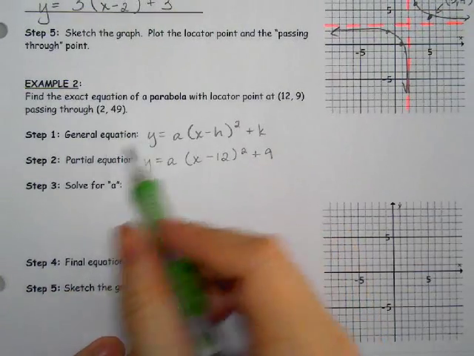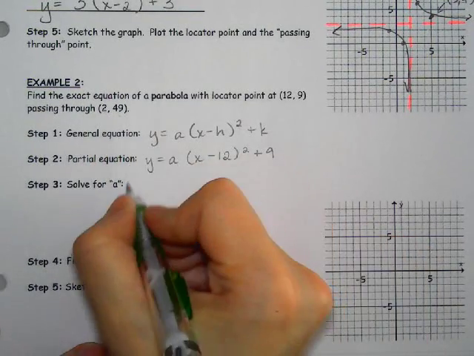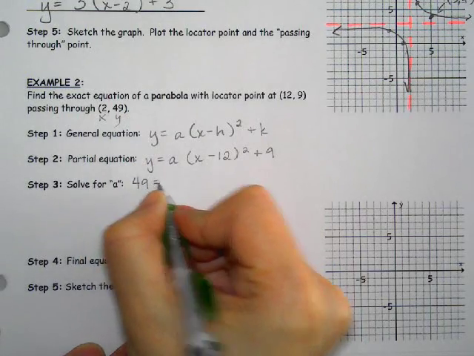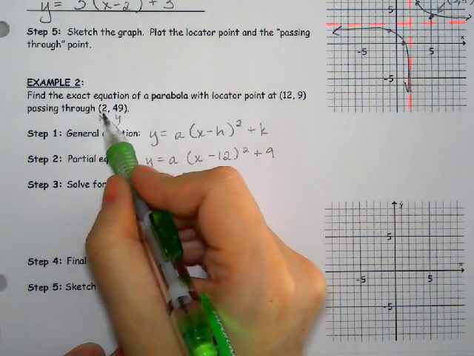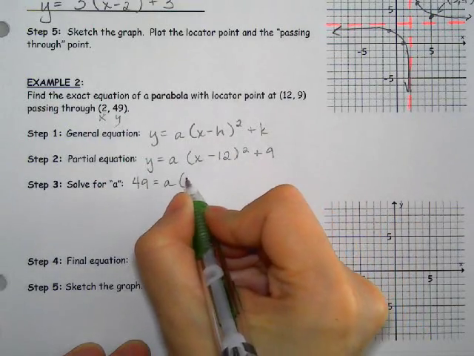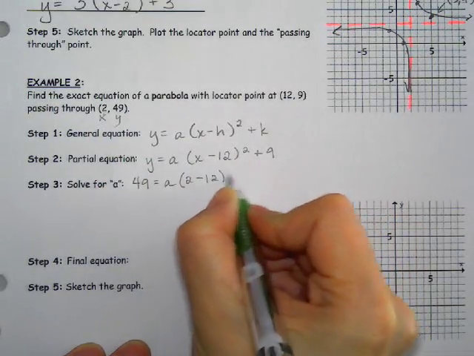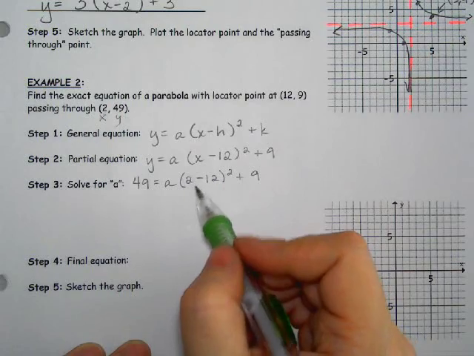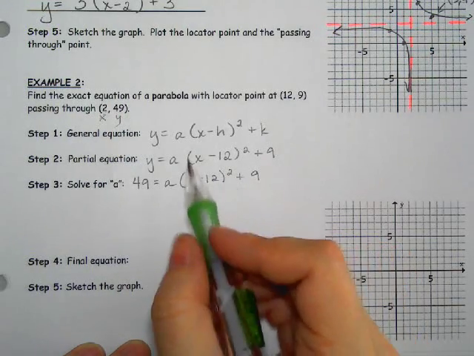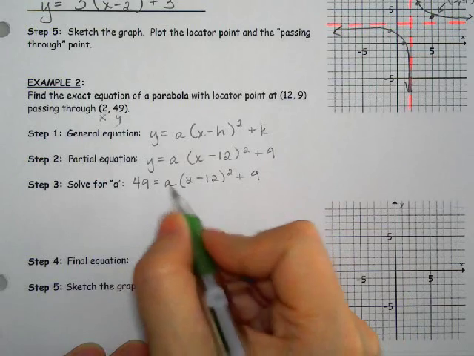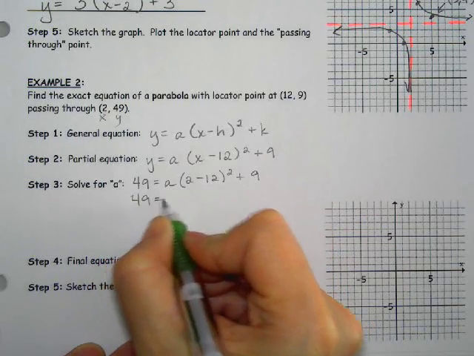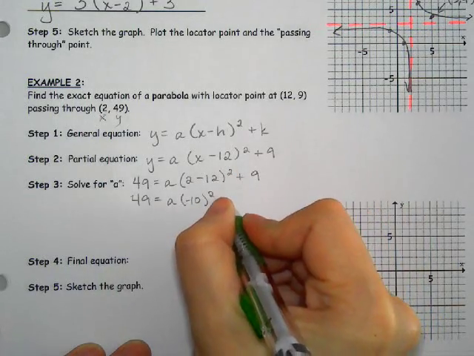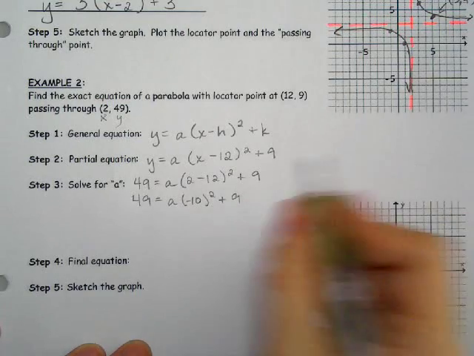So then I'd plug in my x and y for my passing through point. So we have a y of 49 and an x of 2. And then drop down the rest of it. Then we simplify what we can before we start to solve. So 2 minus 12 is negative 10. So 49 equals A times negative 10 squared. Don't forget to bring down the squared. It's a very important part. Plus 9.